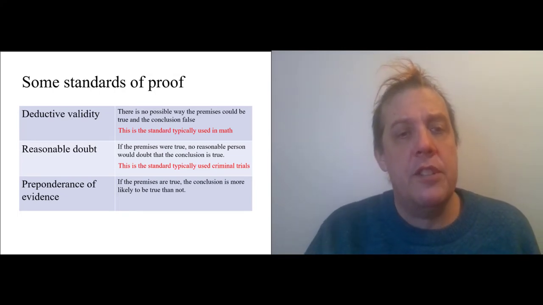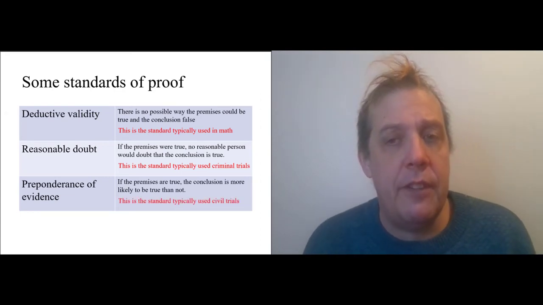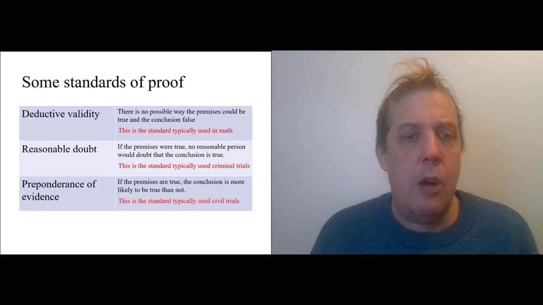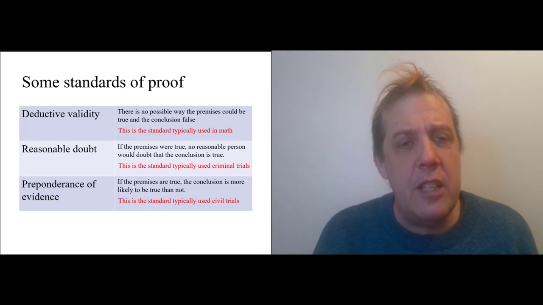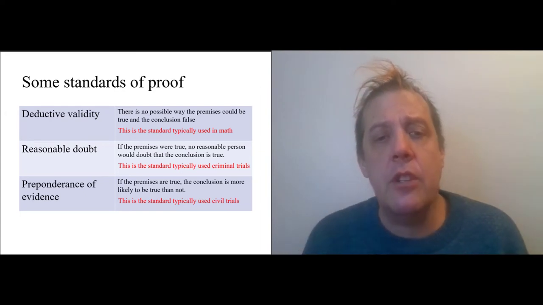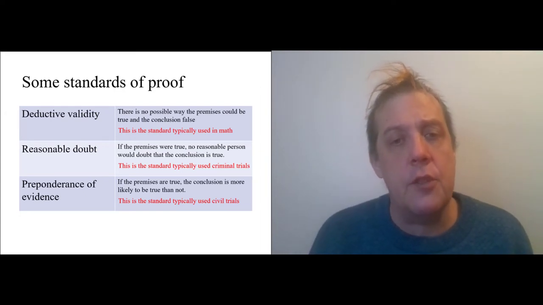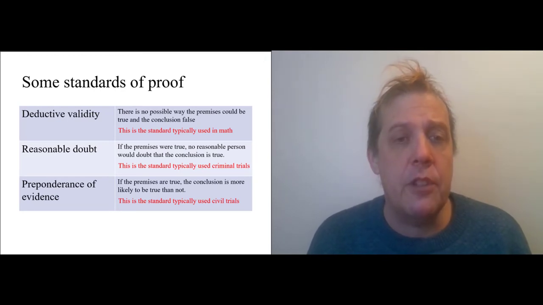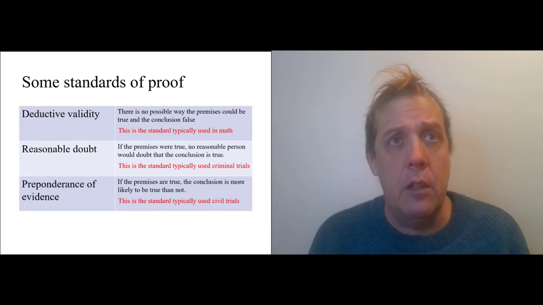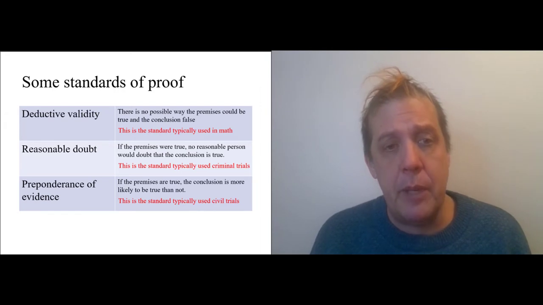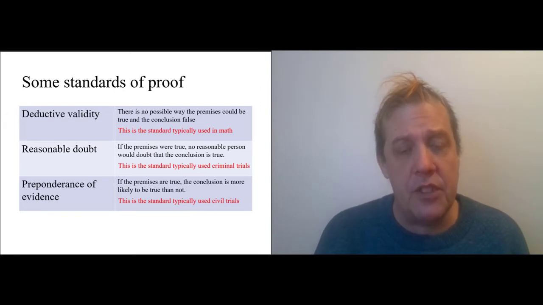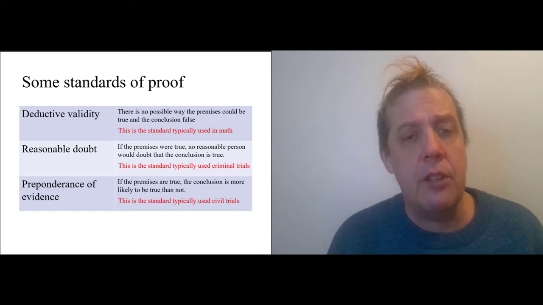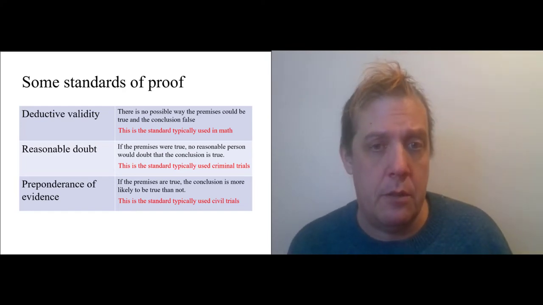A lower standard of proof is the preponderance of evidence standard. And this just says that if the premises are true, the conclusion is more likely to be true than not. And this is actually used in American law in civil trials rather than criminal trials. So if you've ever been wondering about the difference between, for instance, a death penalty murder case and a wrongful death lawsuit, one big difference is that the wrongful death lawsuit is a civil case, and it's going to use the preponderance of evidence standard.